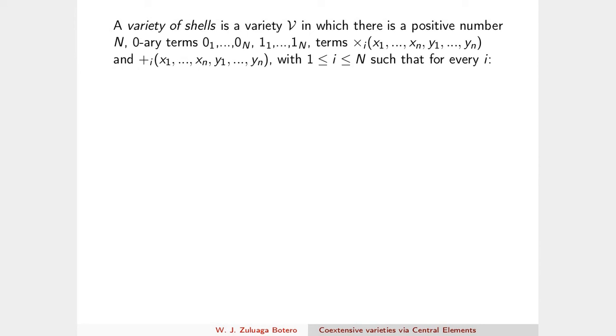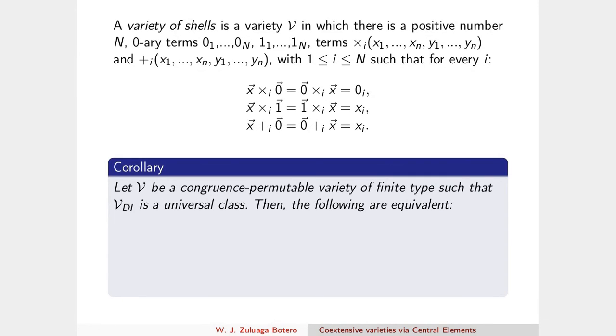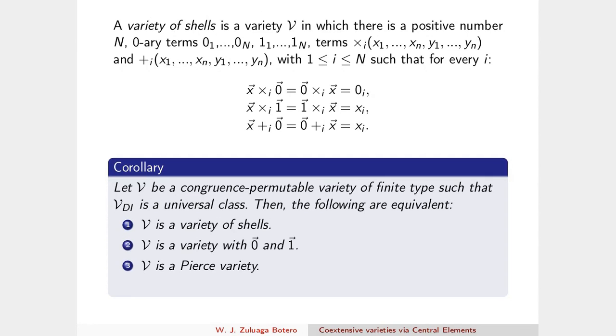Another important notion here is the concept of variety of shells. A variety of shells is a variety in which there is a positive number n and terms 0_i written in this way, and terms times_i and plus_i, such that this equation here holds. And if we have a congruence permutable variety of finite type such that the class of directly indecomposable members in the variety is a universal class, then it is equivalent that V is a variety of shells. That is equivalent to V being a variety with 0 and 1. That is equivalent also to V being a Pierce variety. And finally, it is equivalent to V being a coextensive variety.